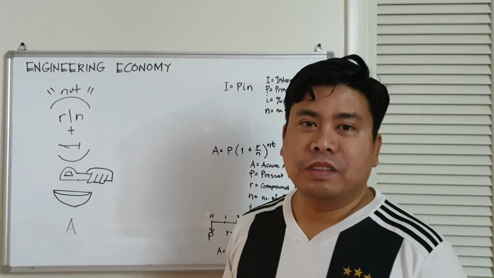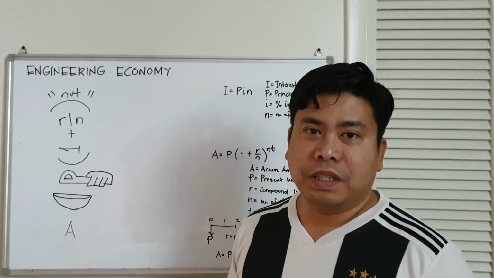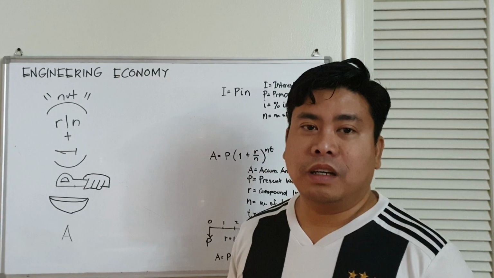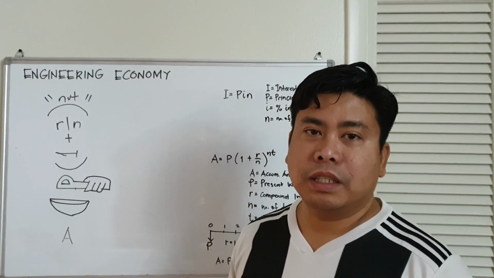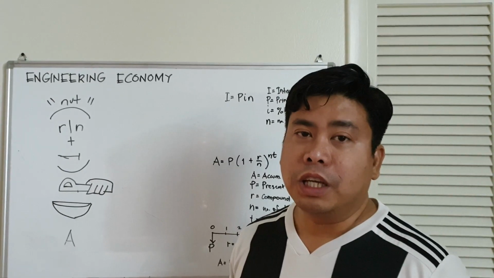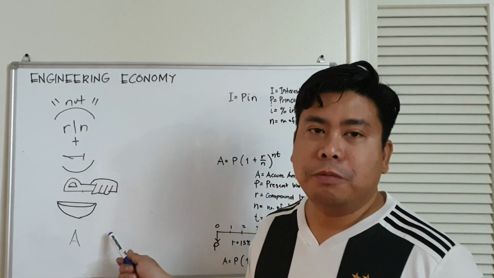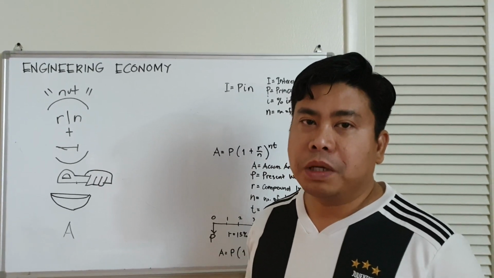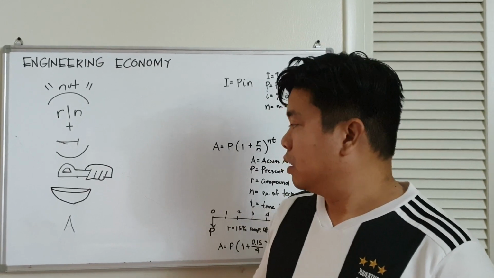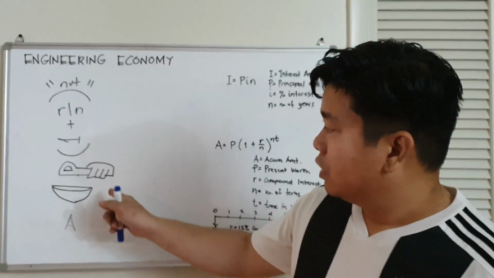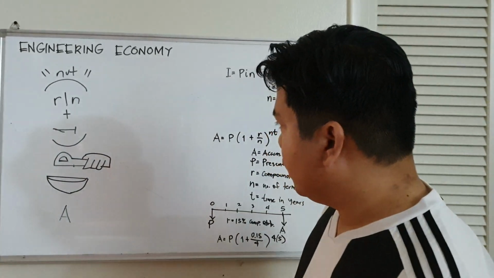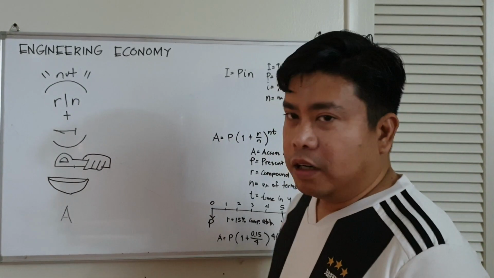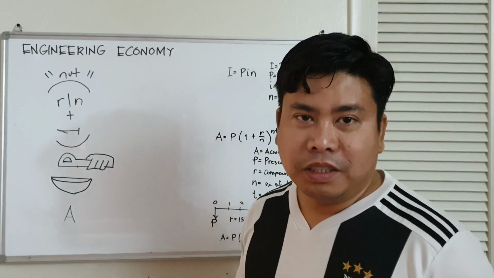Today our first topic is about engineering economy, and what I'm going to show you is an image that will depict all the engineering economy formulas. All you need to do is remember this image, and you will be able to remember all the engineering economy formulas. This man is eating a bowl of pea soup, and we can call him Siri.